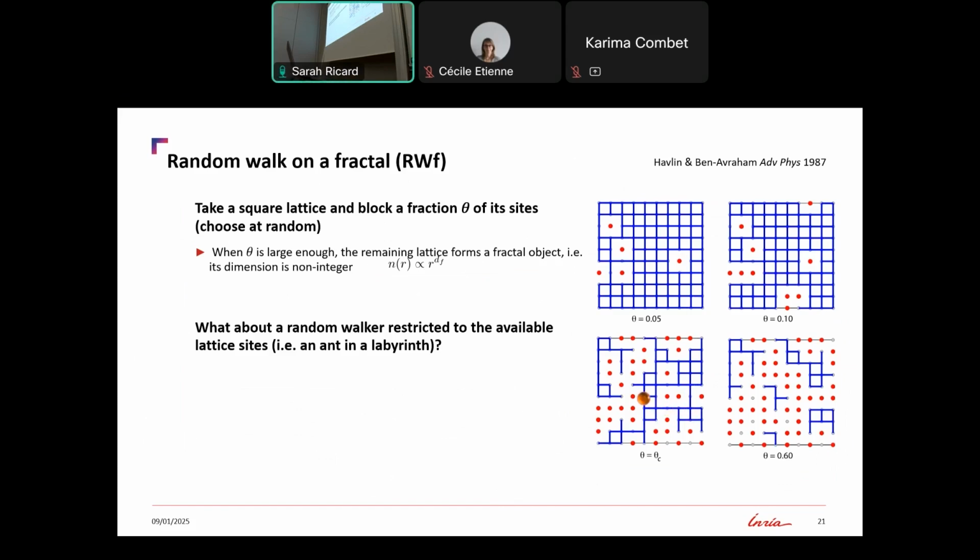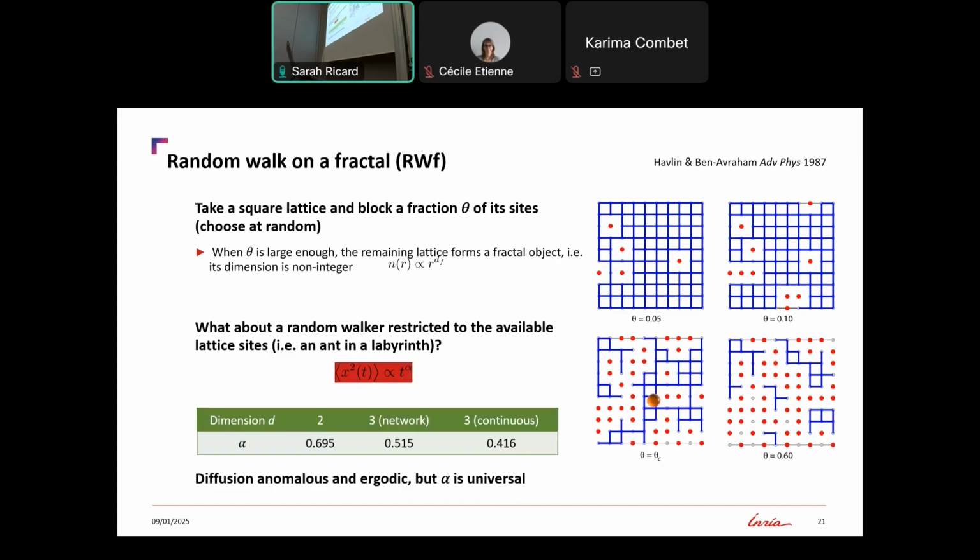This has been made very famous by a de Gennes paper, in which he called this an ant in the labyrinth. So you have an ant, the ant moves at random, but it moves on a labyrinth that is not a homogeneous space. And it turned out that when you are on your fractal object, you can show, as Havlin and Ben-Avraham showed, that the mean square displacement again is proportional to t to the power of alpha.